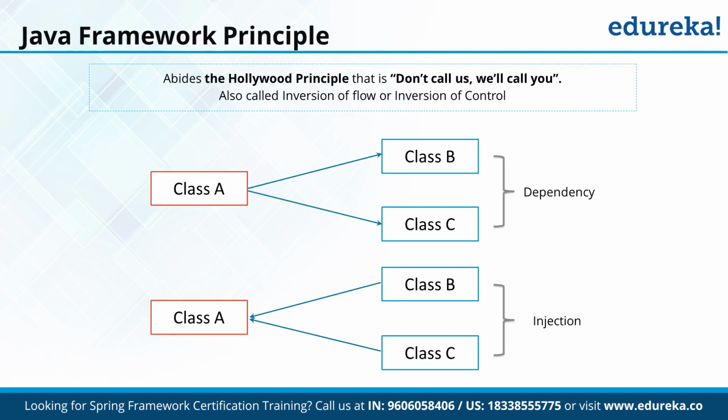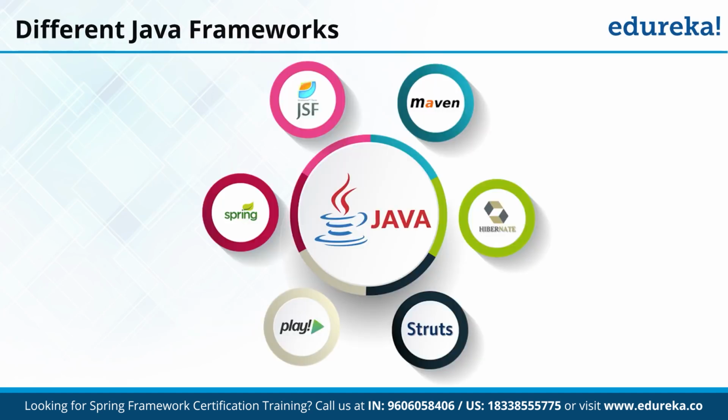The traditional way of constructing a Java object is by the developer, but the Spring framework principle states that you don't worry about constructing the object. Objects will be constructed by the framework itself. All right, so let's see the various Java frameworks available in the market.